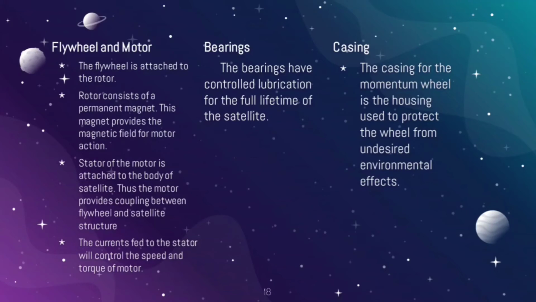Then bearings. The bearings provide the lubrication to the satellite for its full lifetime. Then casing. The casing for the momentum wheel is mainly used to protect the wheel from undesired environmental effects.